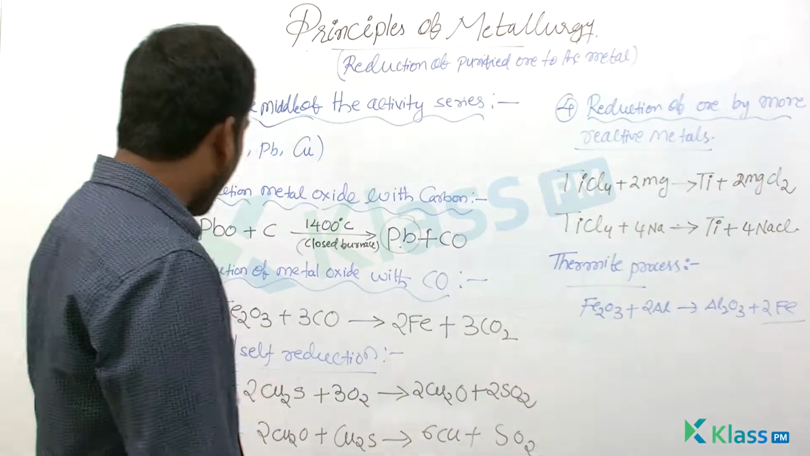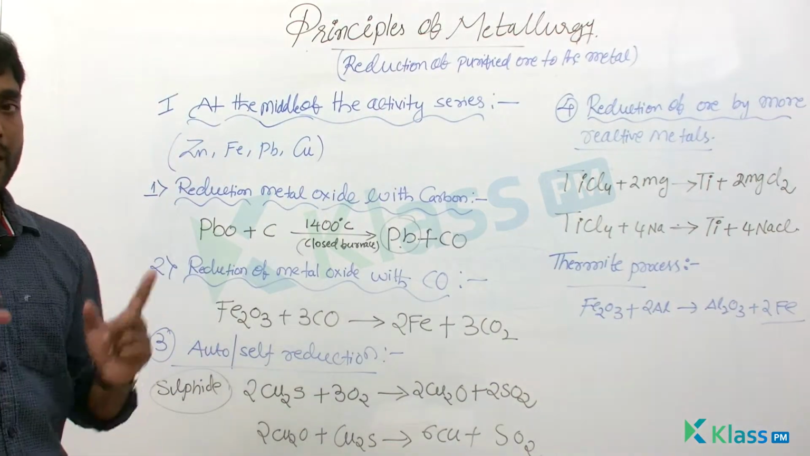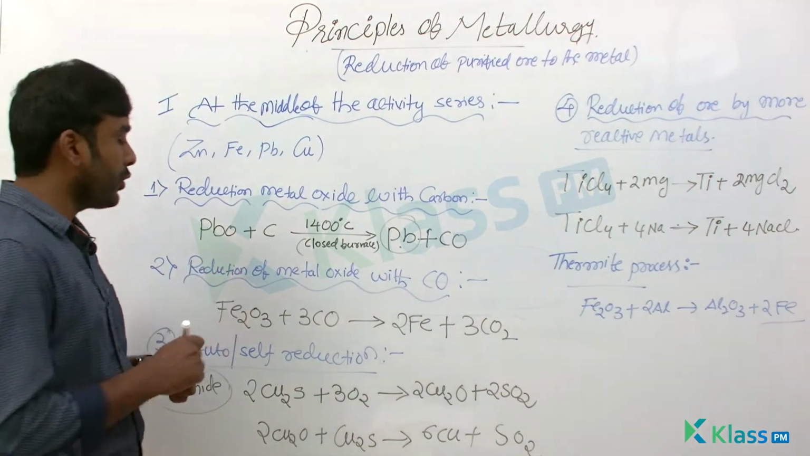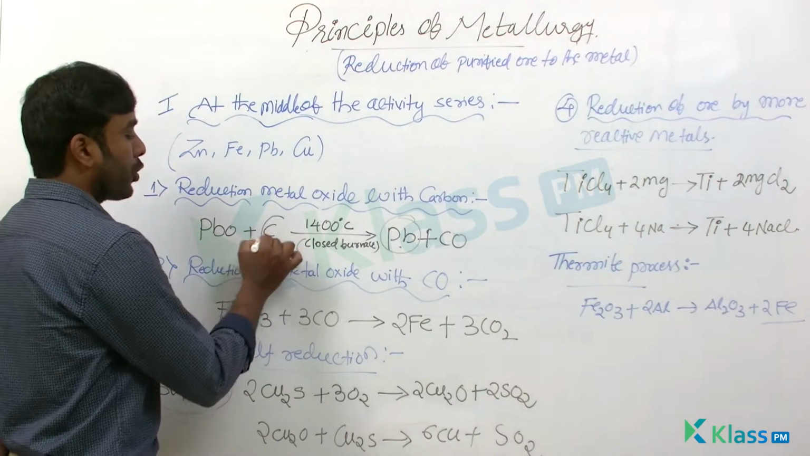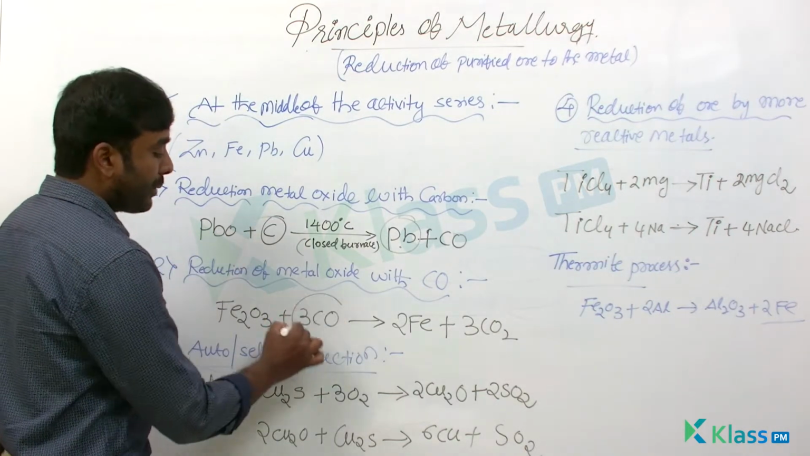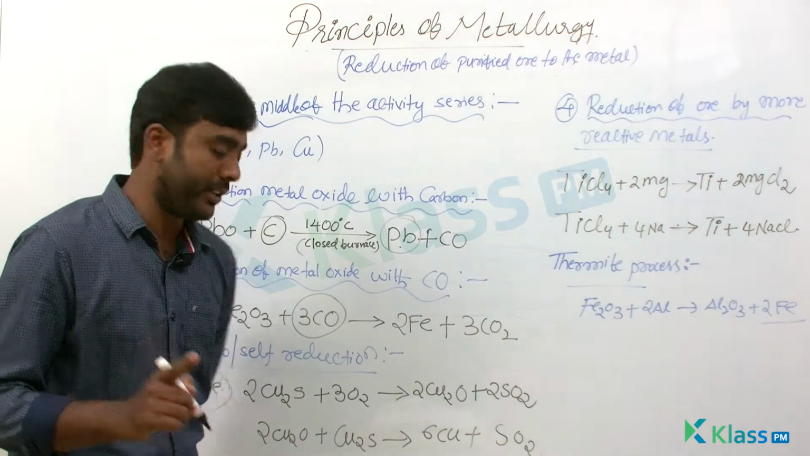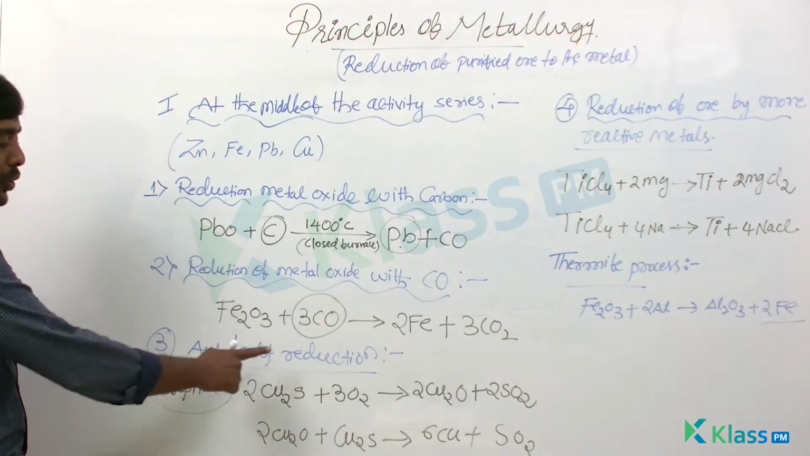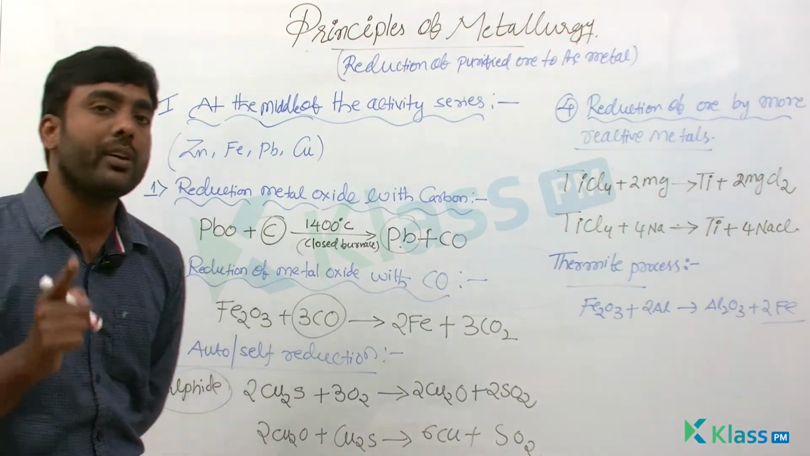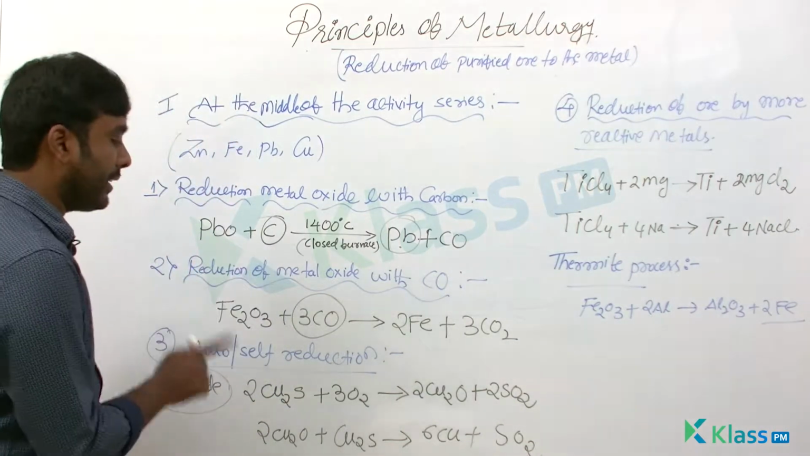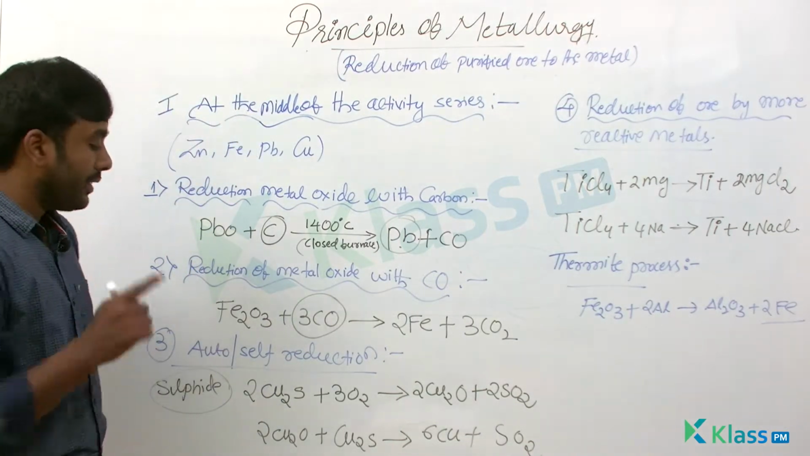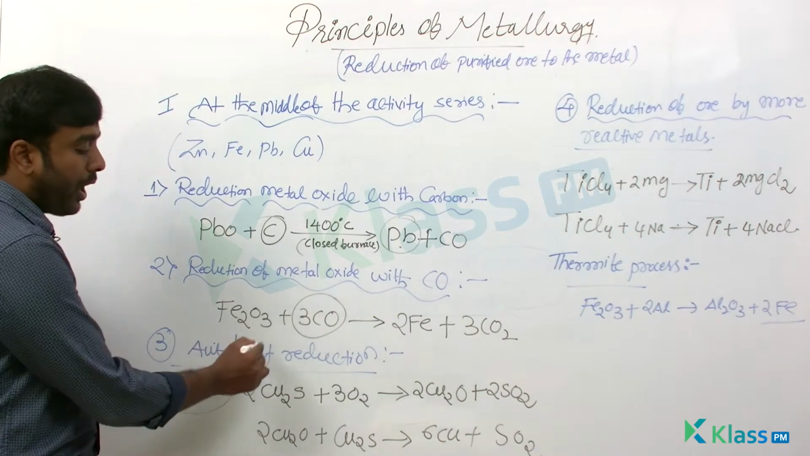This is called auto reduction or self reduction, because of the reducing agents used elsewhere. Coke and carbon monoxide are used as reducing agents in the earlier methods, but here in the auto or self reduction we are not using any external reducing agent; the ore itself is reducing. That's why we are calling it auto or self reduction.